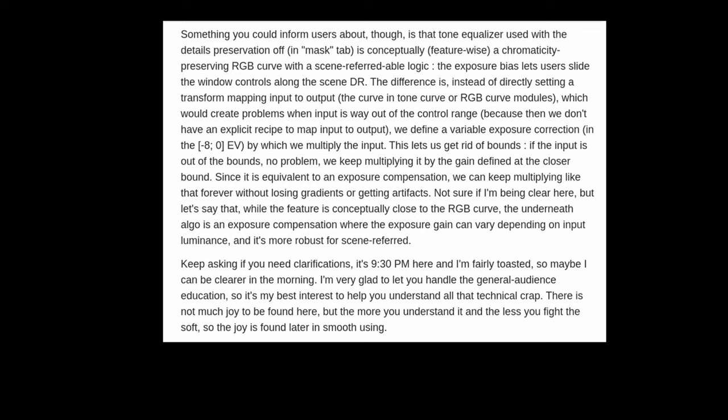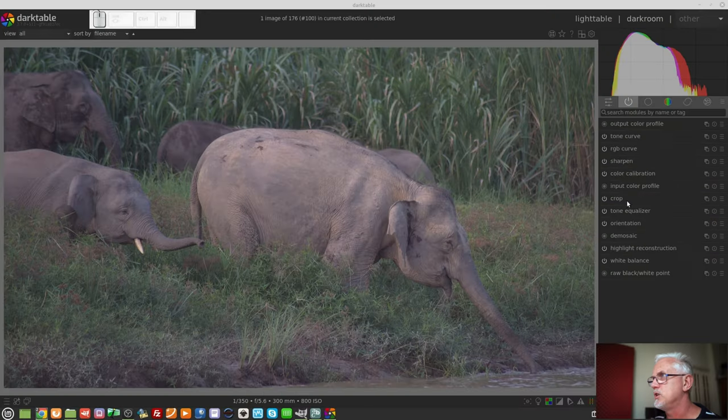The difference is instead of directly setting a transform mapping input to output, like you would get with the curve in the tone curve or the RGB curve module, which would create problems when the input is way out of the control range, we define a variable exposure correction in the range of -8 to 0 EV by which we multiply the input. This lets us get rid of bounds, yada, yada, yada. Okay, what does all that mean? Well, let's just do some processing of this image with each of these modules and see what happens.